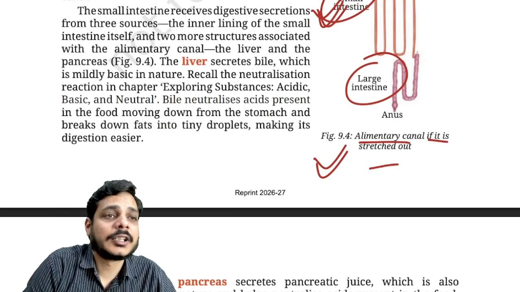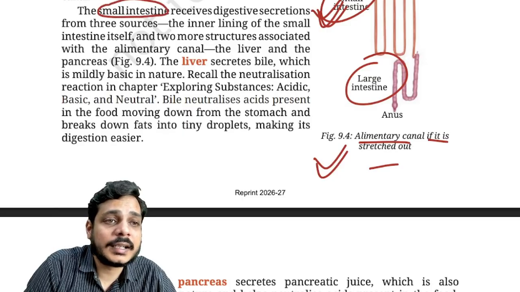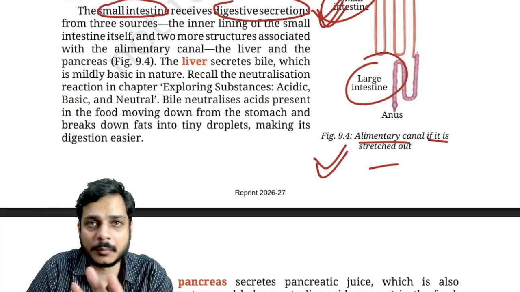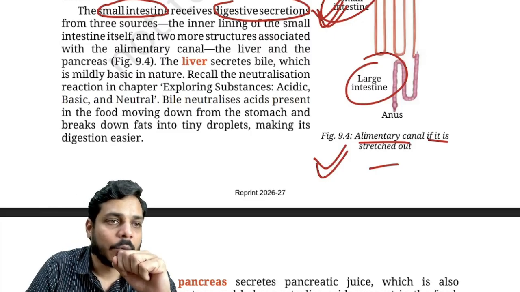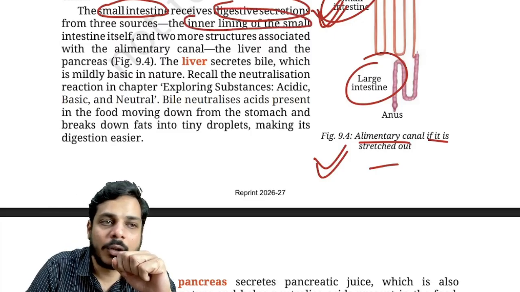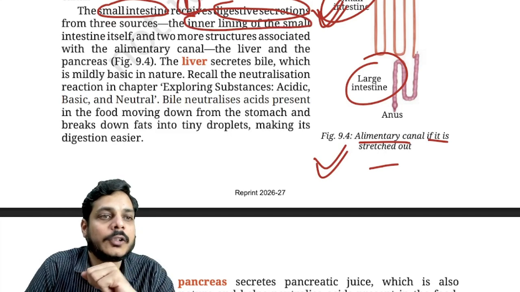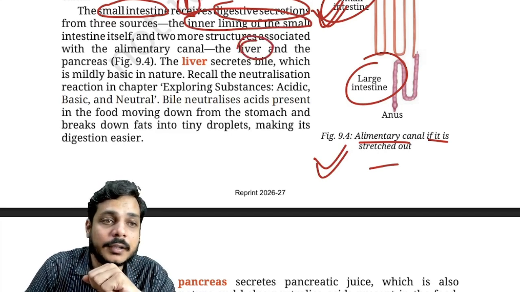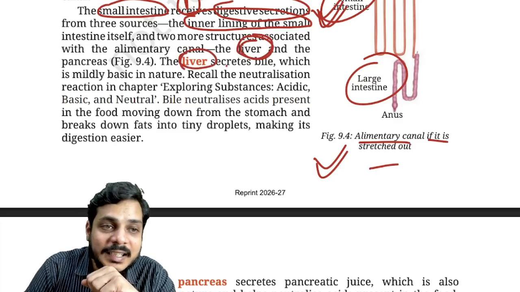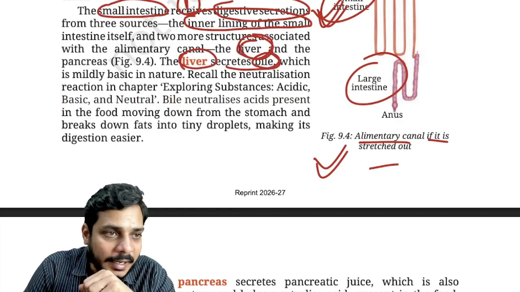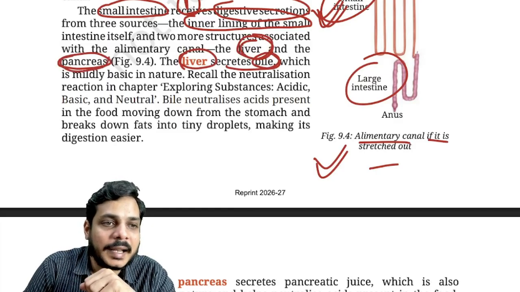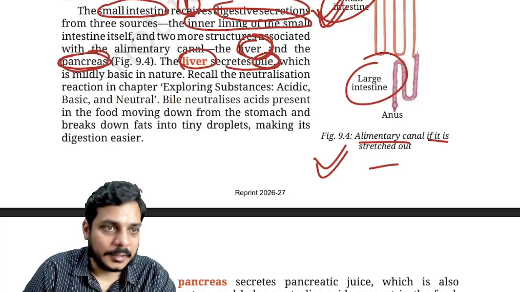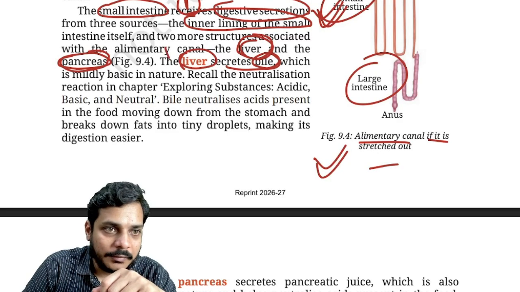So yes, the small intestine receives digestive secretions from three sources. There are three sources that we have to remember. One is the inner lining of the small intestine itself. This is the first part. Two more structures are associated with the alimentary canal, and these are the liver. The liver secretes bile, and then there is the pancreas. Pancreas is something that we will be reading about later, but first let us cover the liver.